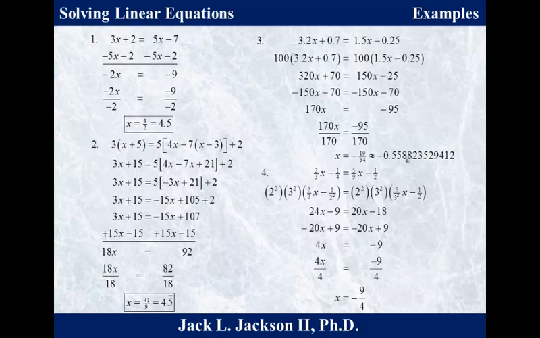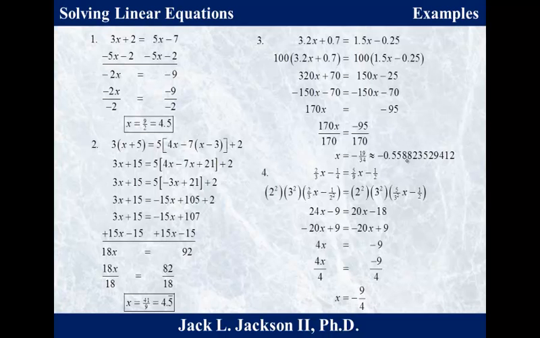So negative 5x and 5x cancels on the right. The negative 2 and the 2 cancel on the left. On the left, we are left with 3x minus 5x, which is negative 2x. And on the right, we have negative 7 minus 2 is negative 9. Divide both sides by negative 2, and we get x by itself is 9 halves, or 4.5.